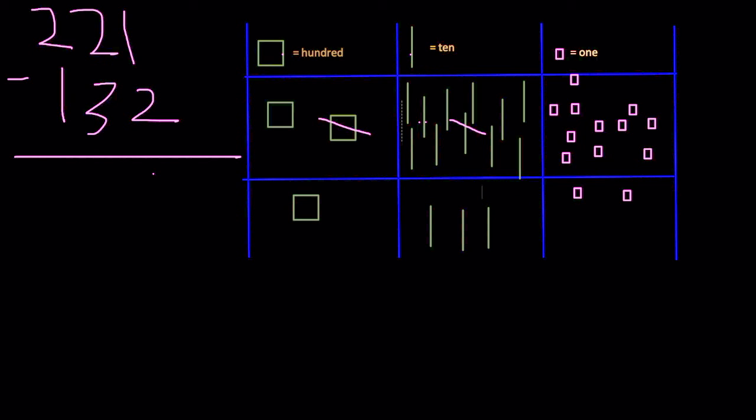So we know that 11 minus 2 is 9. So I'm going to cross out 2 of these and count them. 1, 2, 3, 4, 5, 6, 7, 8, 9. So we know that is 9.